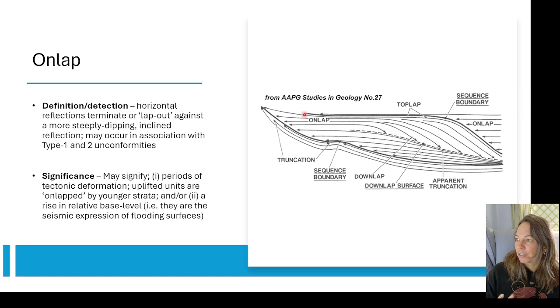So often we talked about toplap, we talked about onlap. So that onlap is more horizontal, sub-horizontal. Here we've got some toplap, we've got the downlap down into the basin. We've got sequence boundaries. Here we've got some truncation.